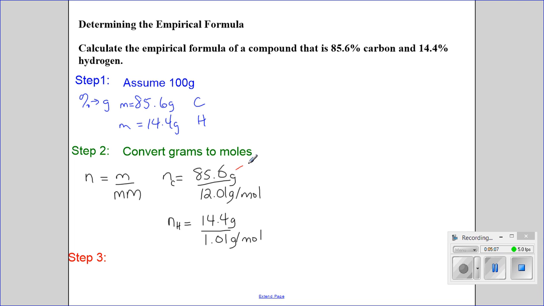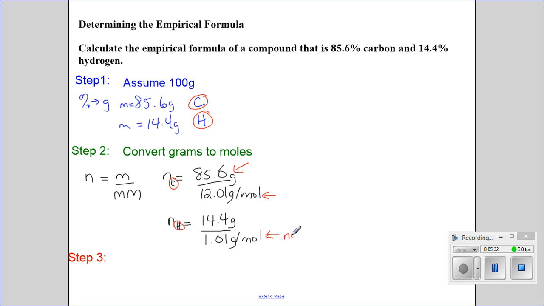Okay, so I've taken my mass, 85.6 grams of carbon. You notice I have a subscript written right here. Well, that little C there helps me keep track of what I'm talking about. You can put the C after, and that's fine too. I don't mind that, but if you put it in subscript, you're really keeping track of it. Now I'm dividing it by the molar mass of carbon. And I'm also taking the mass of hydrogen and dividing by the molar mass of hydrogen.